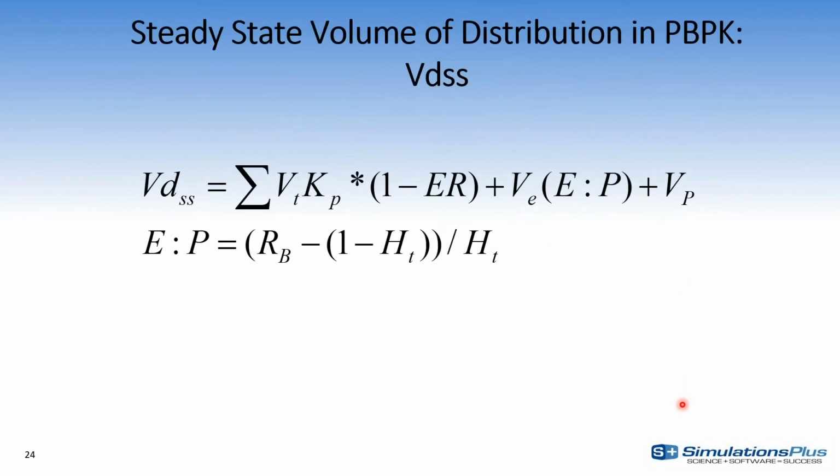Finally, this is the equation we use in GastroPlus to calculate the volume distribution. It has the Kps from each of the tissues, and ER is the tissue extraction ratio, plus the VE, which is the erythrocyte volume, and E to P is the erythrocyte to plasma ratio, plus the volume of the plasma.